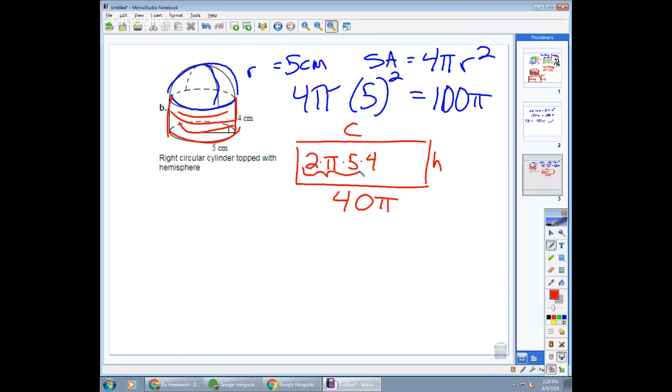And then last but not least, we have the base. So we have this circle in the bottom, and we know its radius. So then that's going to give us pi times the radius squared, which is 25 pi. 100 pi, 40 pi, 25 pi. So the total surface area of this thing should be 165 pi.